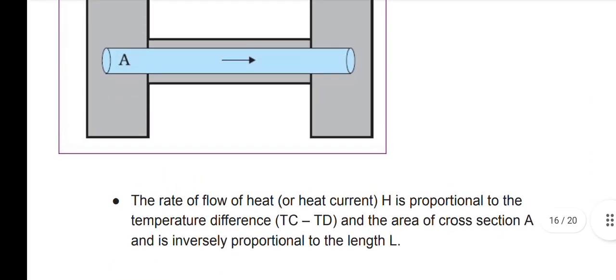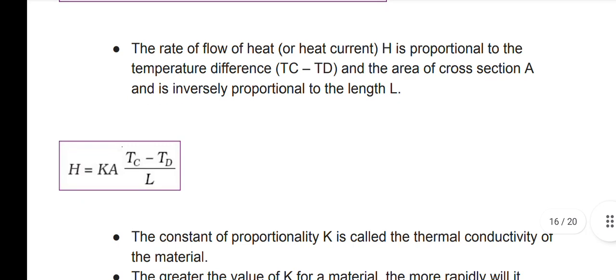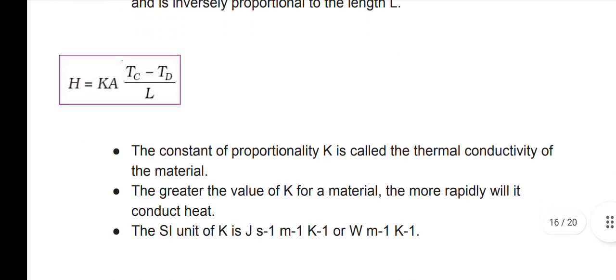The rate of flow of heat, or heat current H, is proportional to the temperature difference Tc minus Td and the area of cross section A, and is inversely proportional to the length L. H is equal to KA into Tc minus Td divided by L. The constant of proportionality K is called the thermal conductivity of the material. The greater the value of K for a material, the more rapidly it will conduct heat. The SI unit of K is joule per second per meter per Kelvin, or watt per meter per Kelvin.